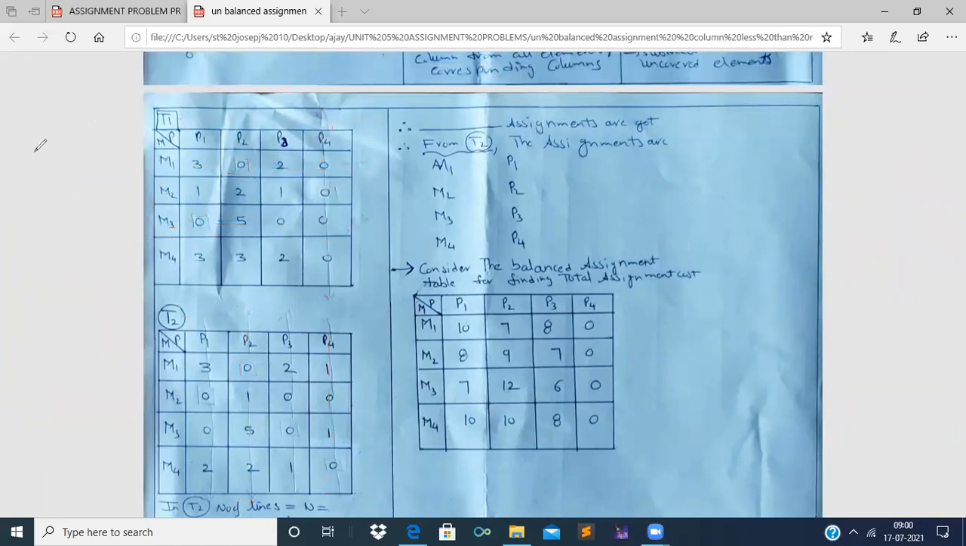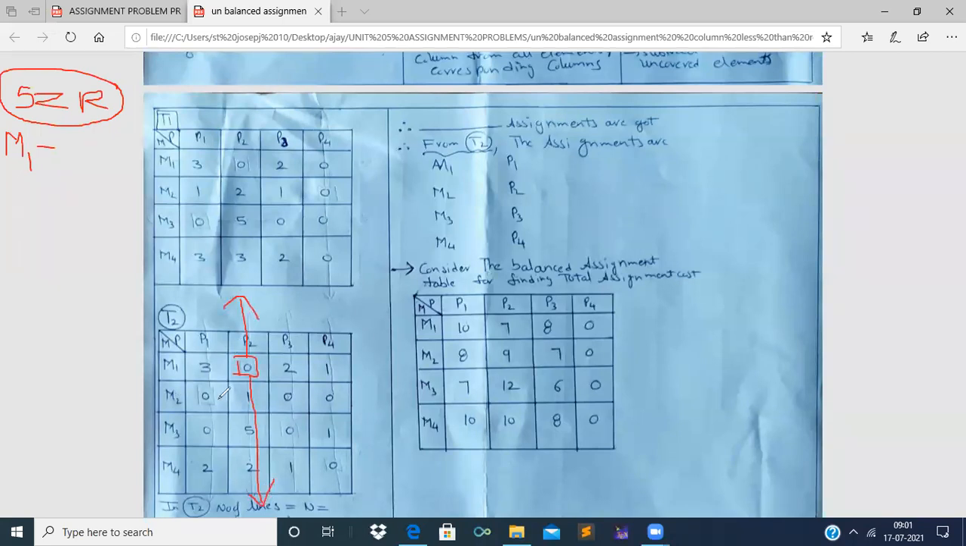So observe carefully, single zero rows are present. Let me start assigning once again. See here, first row, M1 is containing a single zero, therefore give assignment, and strike off the column.